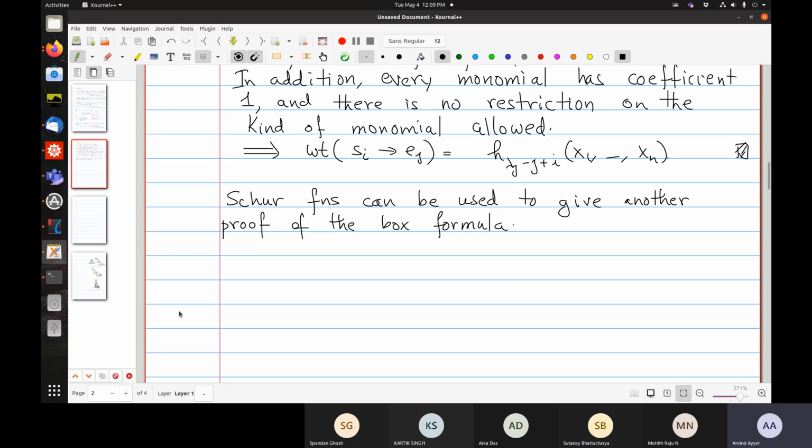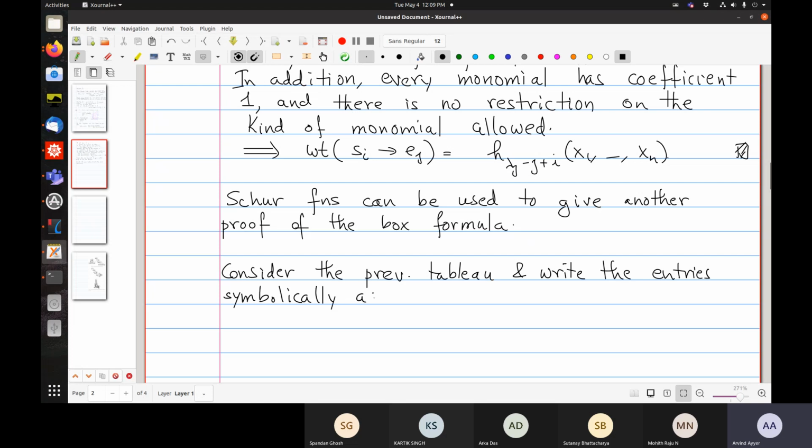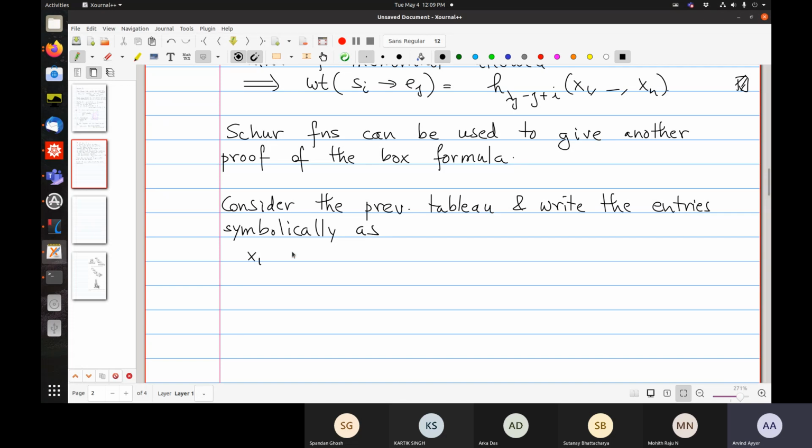So consider the previous example, previous tableau, and write the entries symbolically as so: x1, x1, x2, x4, x5, x2, x3, x3, x5, x4, x4, x4, x3, x5, x6, x6, and x6. So this was the tableau.